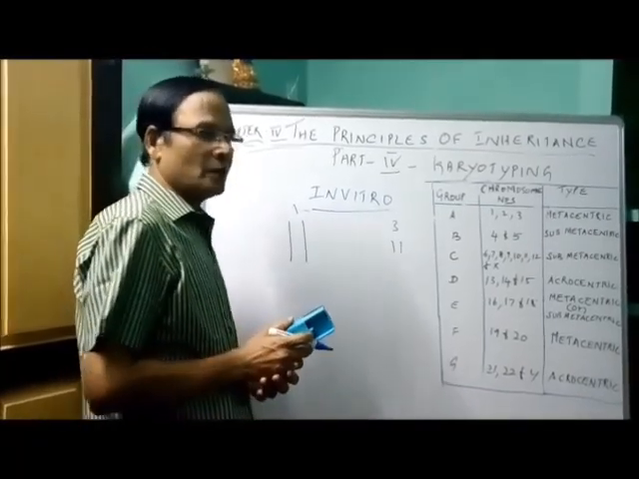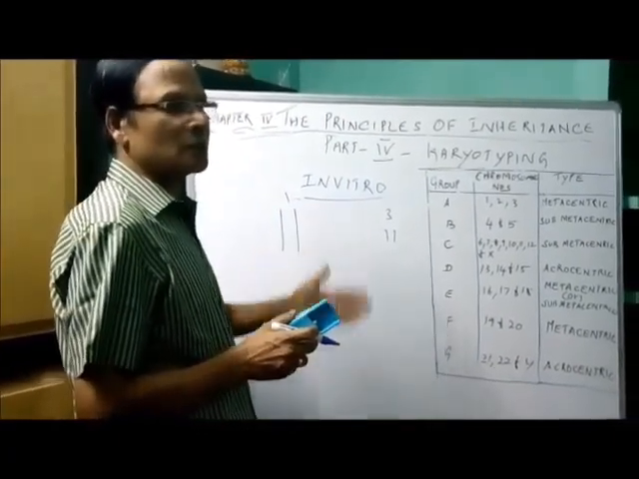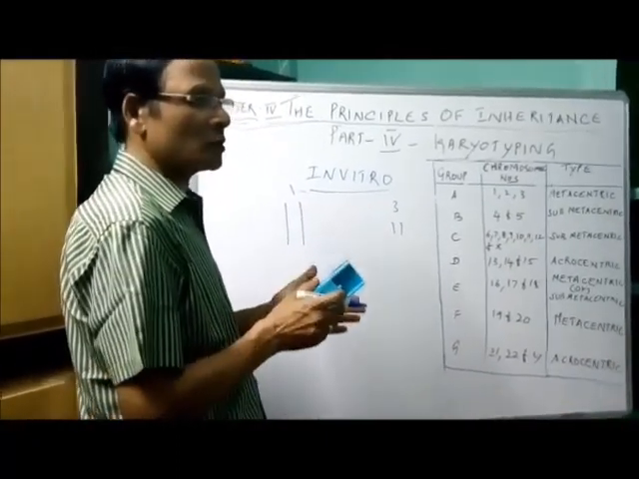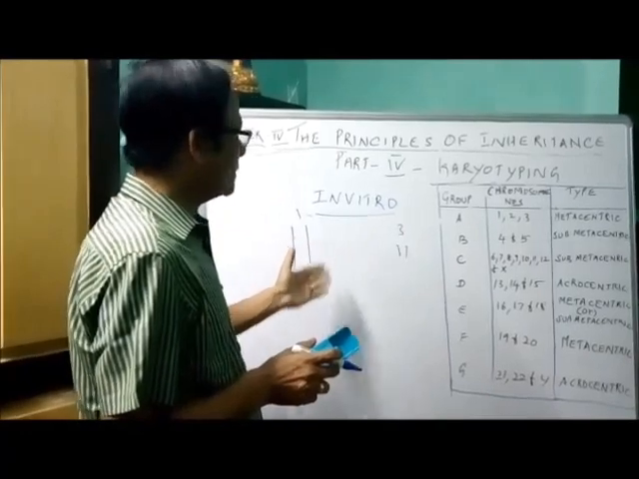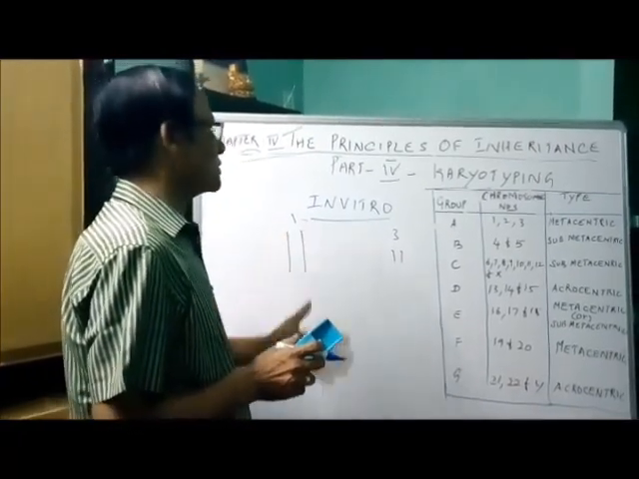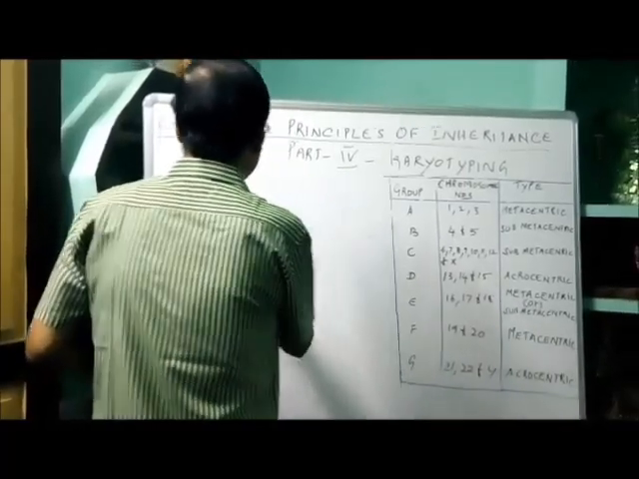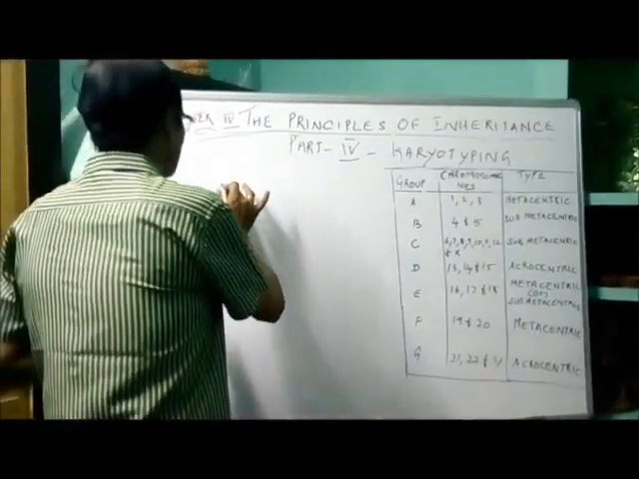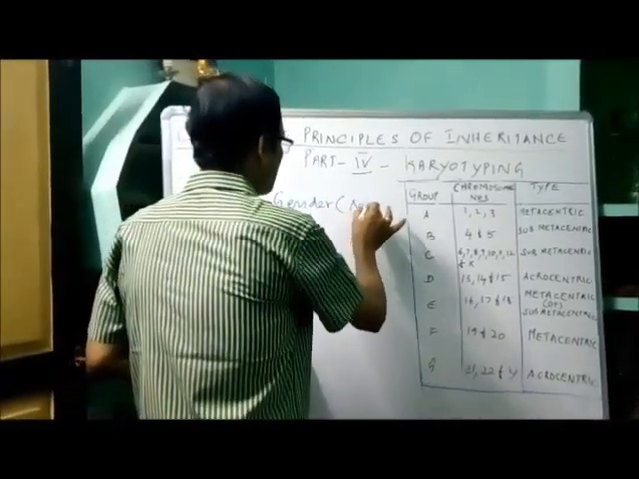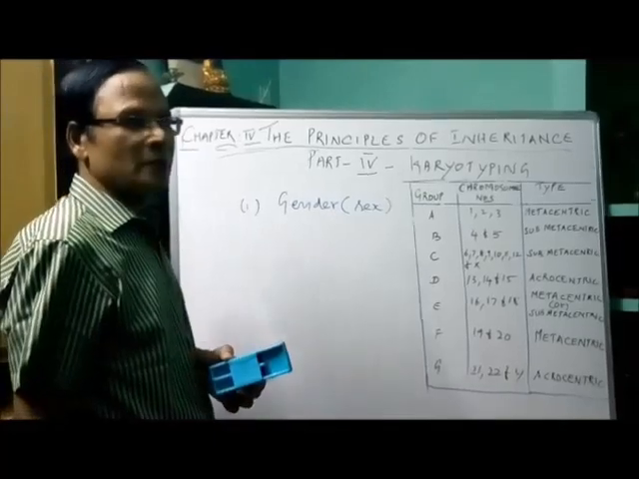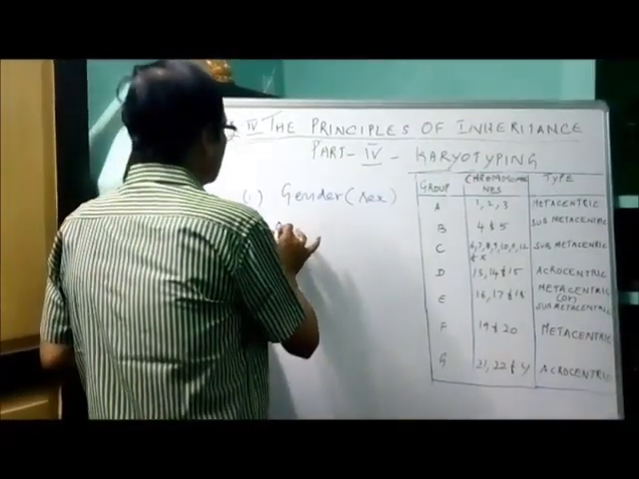This method permits chromosome definition, what is the nature of the chromosome, and chromosome differentiation, how far one chromosome is different from another. That is the significance of karyotype. Now let's take the importance of karyotype. Number one, you can find the gender, that is the sex of the individual, particularly the baby. During embryonic development, a method adopted to know the sex of the baby is amniocentesis.